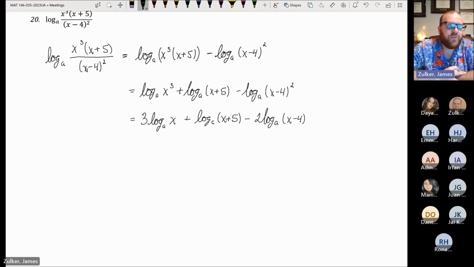And the reason for doing that is if your power is not a positive integer, then your expansion wouldn't work. You can't do something like this and go, oh, well, that's x times itself half of the time. But the rule is still valid. So even if this here was a 1/2 instead of a 3, we'd still bring it down as 1/2 log.